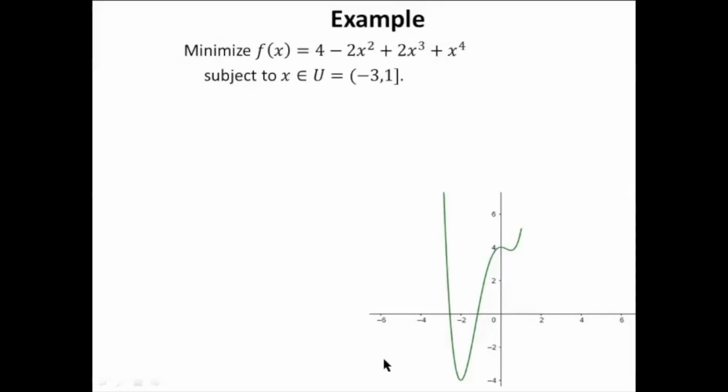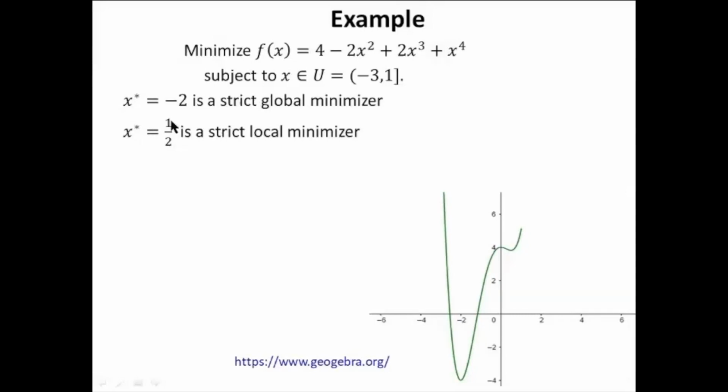This graph I have plotted with the help of the site www.geogebra.org. Here we see that the point x equal to -2 is a global minimizer, and the value of the function at -2 is -4, and this point is also a local minimizer. Another point which is a local minimizer but not a global minimizer is this point, which is half, on the right side of 0. You can see there is a dip in the function.